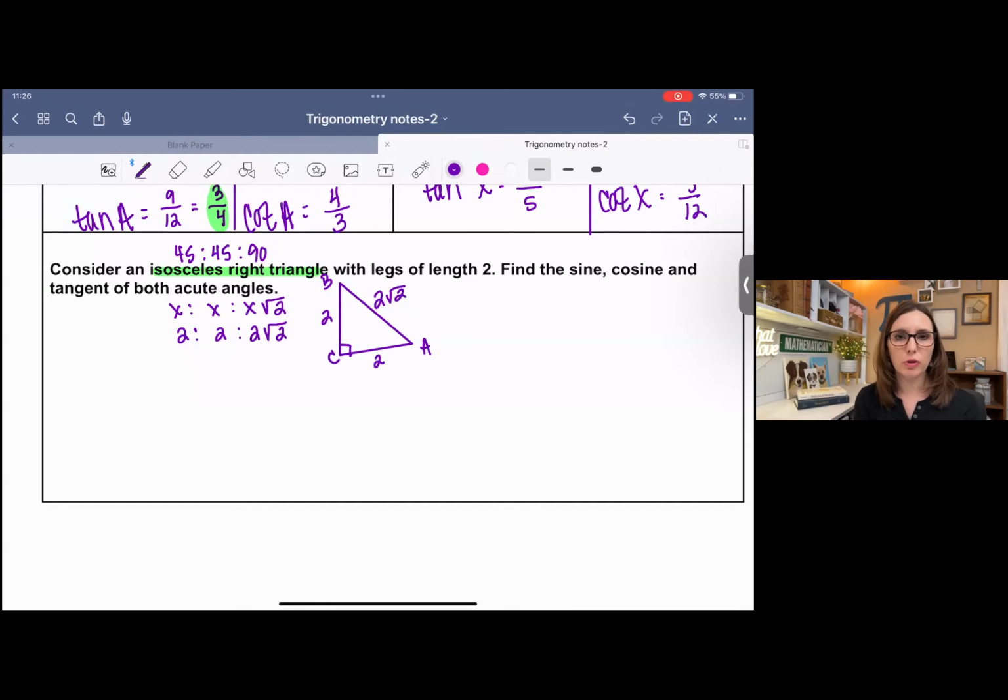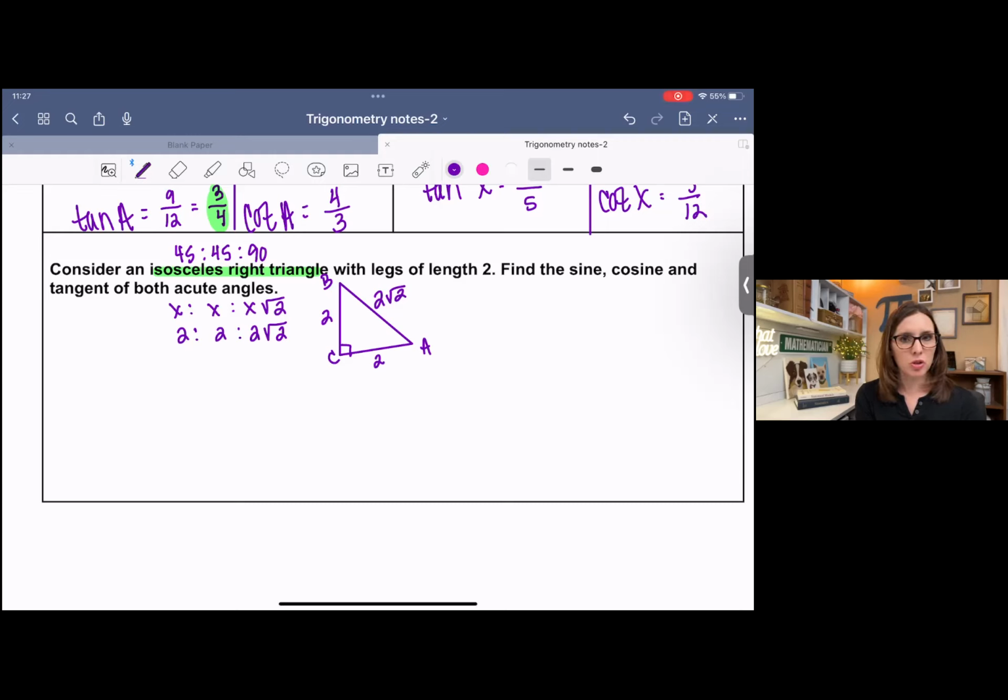Since this is a 45, 45, 90 triangle, I used the ratio associated with that. If you did the Pythagorean theorem, that's fine too, but we were given the legs, so x and x are 2, and then the hypotenuse is 2 root 2.